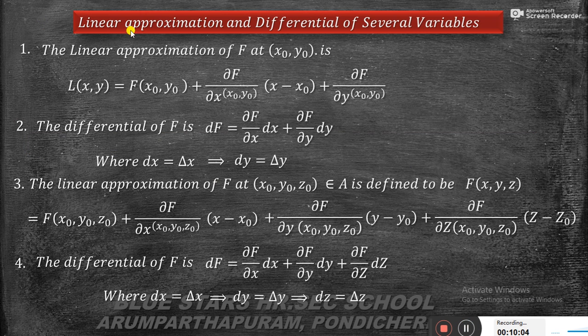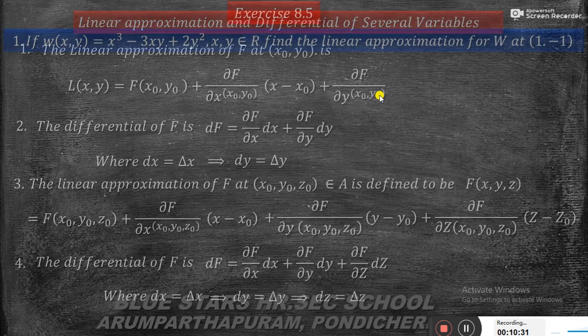Next, linear approximation and the differential of several variables. The linear approximation of f at x0, y0 is given by this formula: L of x, y equals f of x0, y0 plus dou f by dou x at the point x0, y0 times x minus x0, plus dou f by dou y at the point x0, y0.